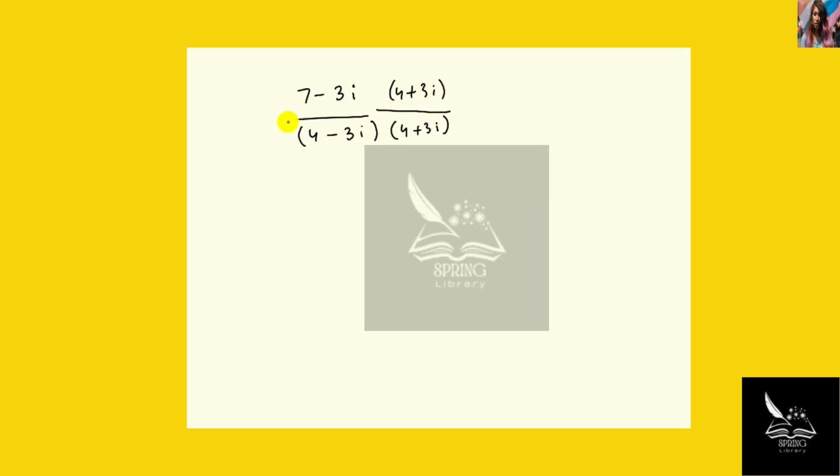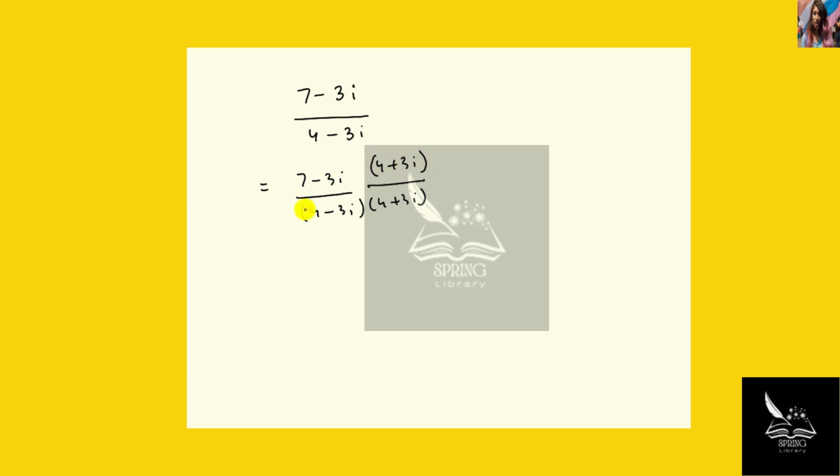So what we have is 7 minus 3i divided by 4 minus 3i, but we will multiply the conjugate of this, which is 4 plus 3i, to the numerator and denominator. Then the value of this complex number will not change. And then we will multiply these two complex numbers and these two complex numbers.